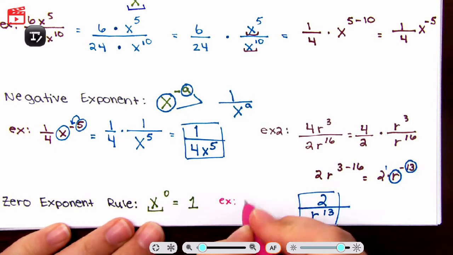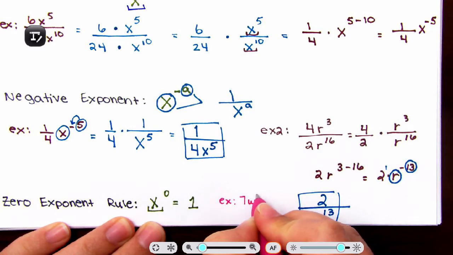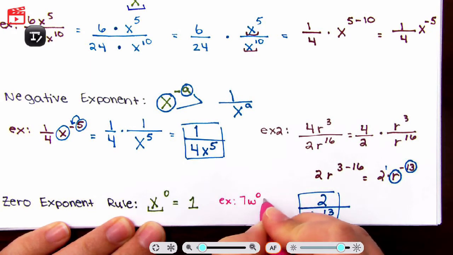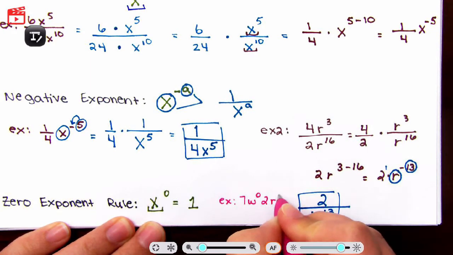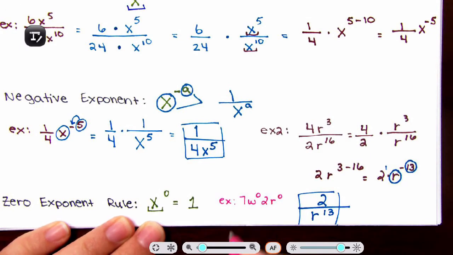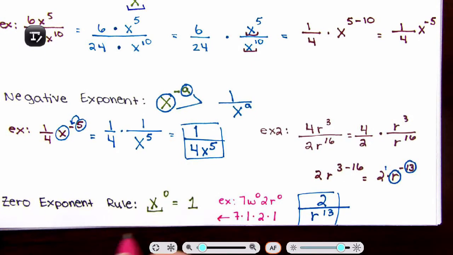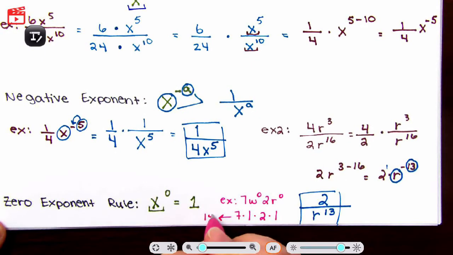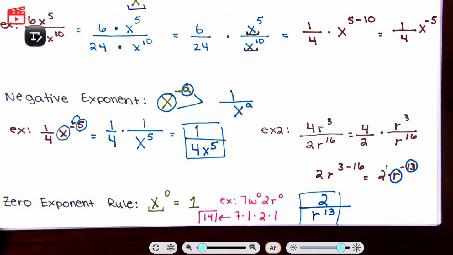Anytime you have an exponent, so for example 7w to the 0th power, 2r to the 0th power, that means I have 7 times 1 times 2 times 1. And so my answer, let's do our answer this way. 7 times 1 is 7. 7 times 2 is 14. 14 times 1 is 14. Our answer here is simply 14.